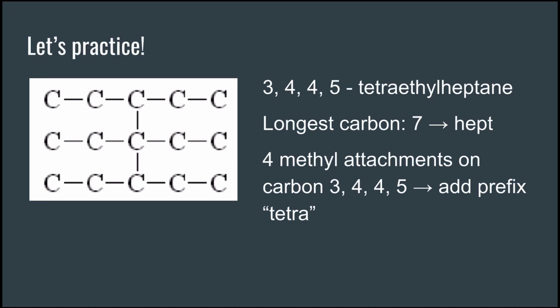Now let's focus onto the attachments. Since we want the smallest number first, we're going to look at the closest one, which is 1, 2, 3. On the 3rd carbon, there's an attachment, an ethyl attachment, because it's a 2 carbon chain. So there's one at the 3rd carbon, but there also seem to be more ethyls. If you look at either side of the 4th carbon, there is also another attachment. So that's another 4, 4. So it's 3, 4, 4.